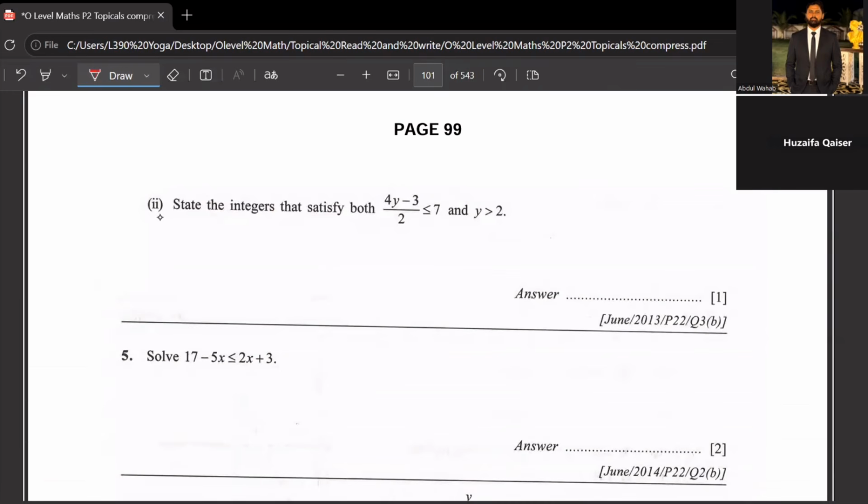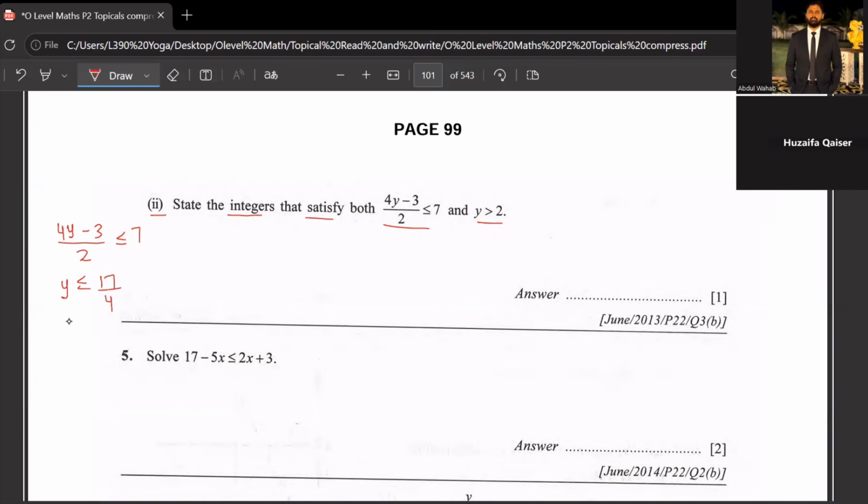Now, for example, you have this question: state the integers that satisfy both inequalities. Basically, there are two inequalities, and you need to tell the values of y which satisfy both. This is a different scenario, but we need to solve the inequalities separately. Let's say 4y minus 3 over 2 is less than or equal to 7. Just solve it. Its value is y is less than or equal to 14 plus 3, 17, 17 over 4.